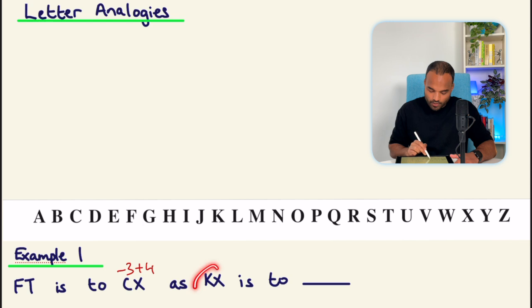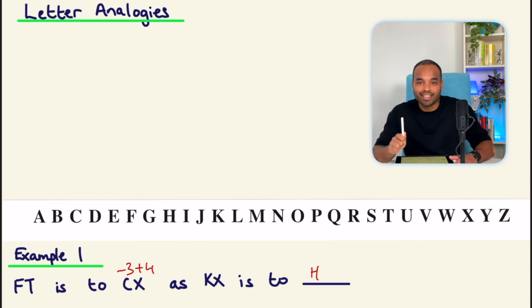K, X. So for K, we have to -3. So if we find K, go back 3 places, 1, 2, 3. We land at H. X, we've got a +4. Okay, so let's see what happens. We've got X over here. Need to go 4 places forward. Okay, Y, Z, A. We have a slight issue here now, but there's an easy fix.